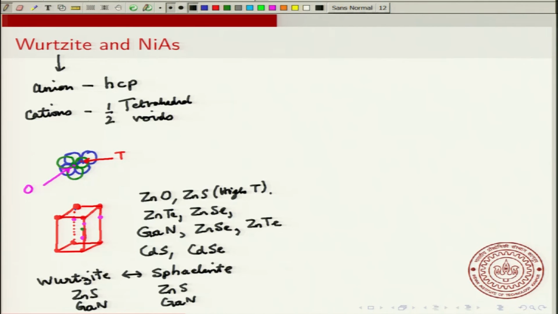The other structure that I am going to talk about is nickel arsenide. In nickel arsenide, you have the anions forming a hexagonal close packed structure and the cations occupying the octahedral voids. I'll just quickly show this, the nickel arsenide.